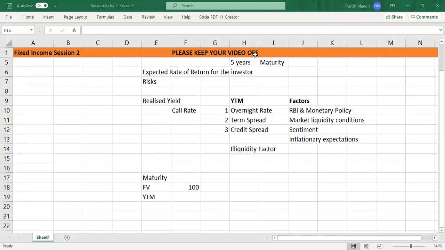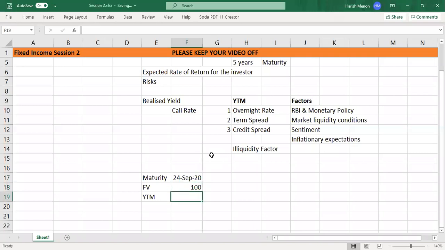So, what was that bond? 24th September, 24th September 2020, right? And the YTM that we are talking about is 4.45%. Very easy. Absolutely easy calculation. Not 4.4, sir. 4.45, है ना? 4.45, and the price was 97.9227.